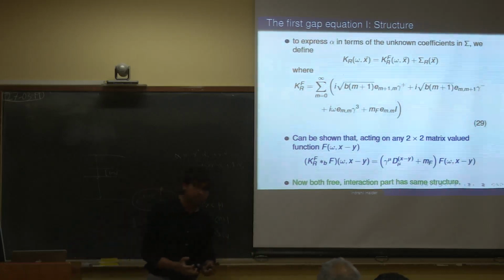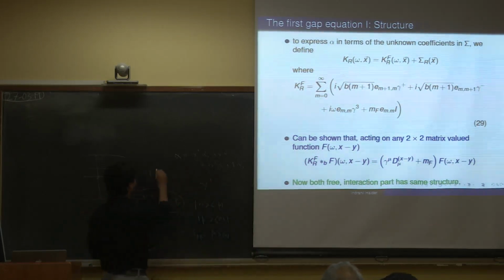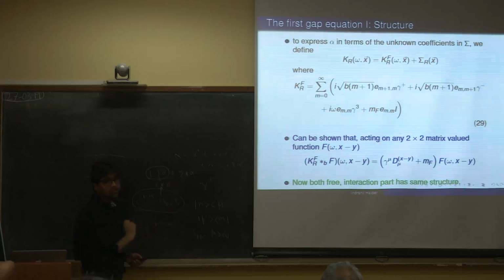The point of this is that the other part of the equation was a star convolution. So the first part of the equation was an operator acting on alpha, and the second part was a star convolution between alpha and sigma. This was the structure of the equation. So what we are doing is taking this part and replacing it with something star convoluted with alpha, so that the whole equation has the same structure.